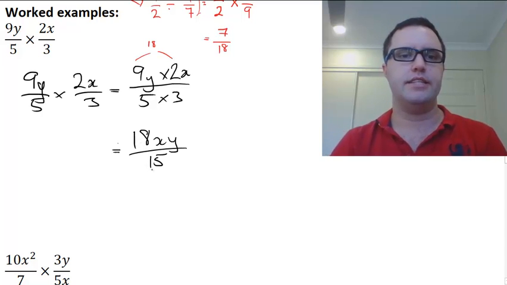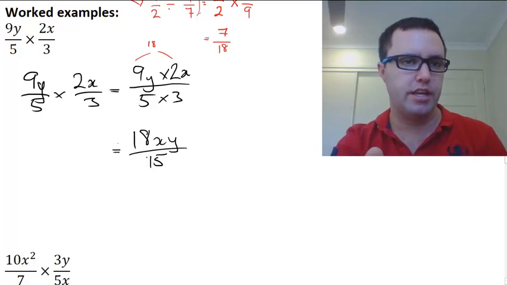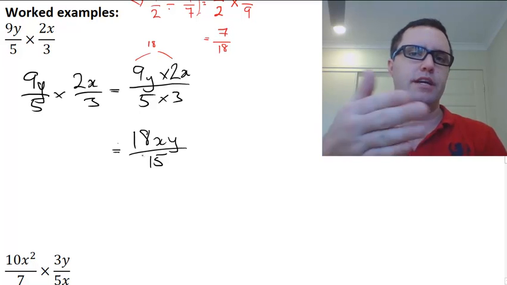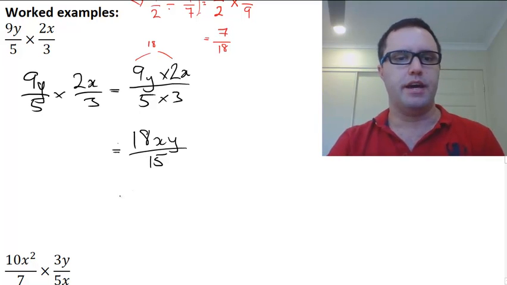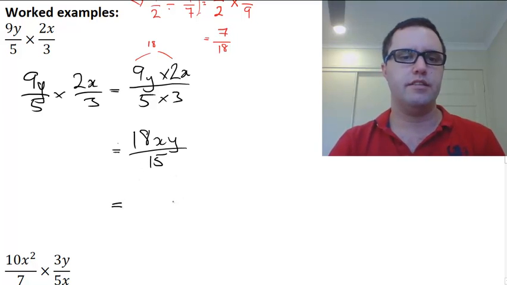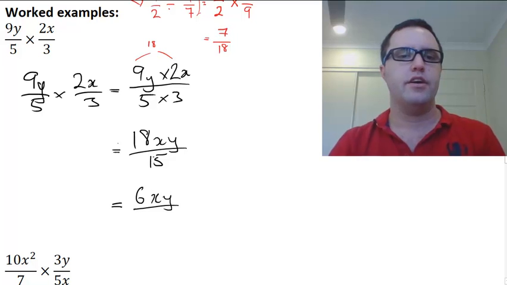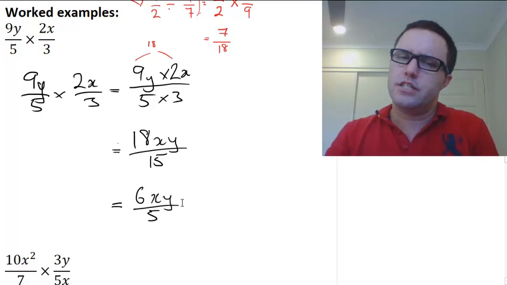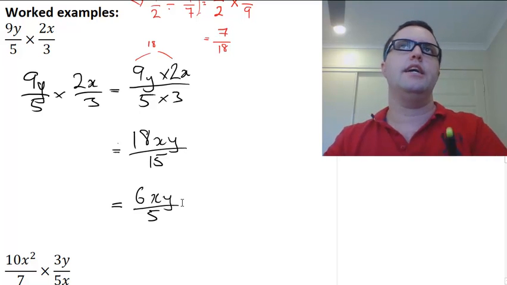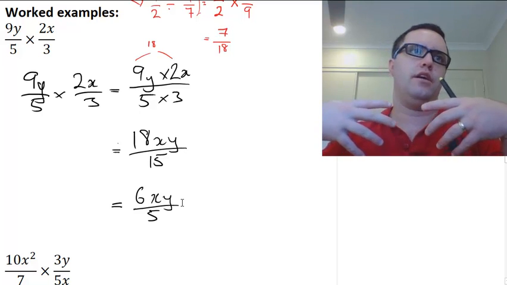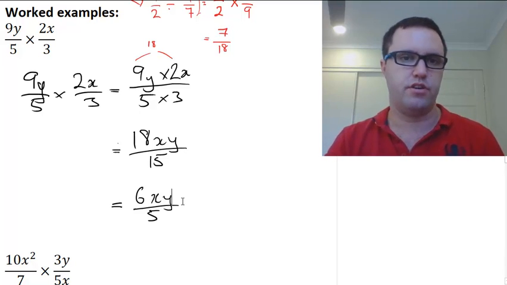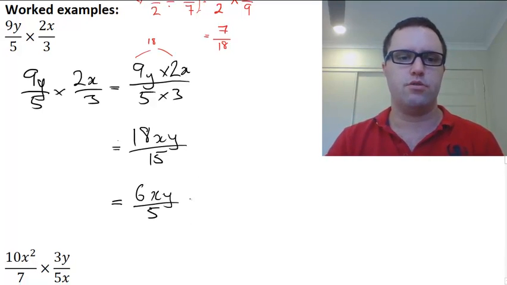Now, for 18 over 15, you should always check these fractions to make sure that you can't simplify them. In this instance, 18 and 15 have a common factor of 3, being the highest common factor, so you'll end up having 18 divided by 3 is 6xy over 15 divided by 3 is 5, and you're done. As you can see, that's much easier than the addition and subtraction of fractions. The whole process just happens a lot quicker.